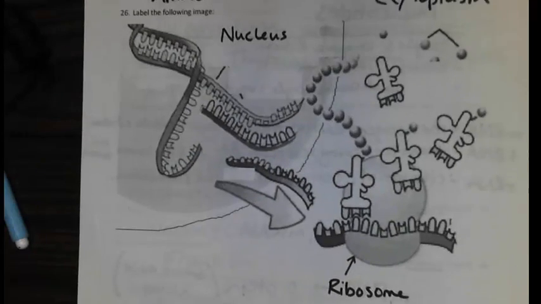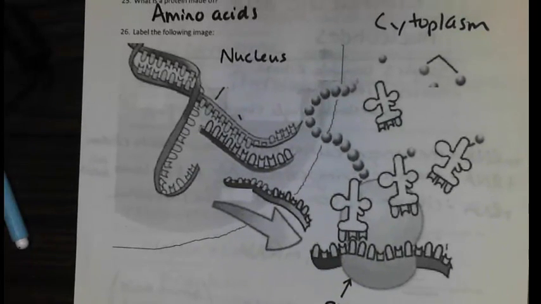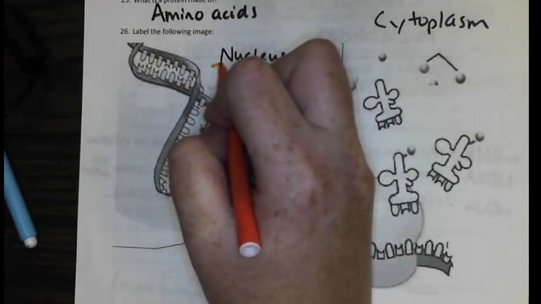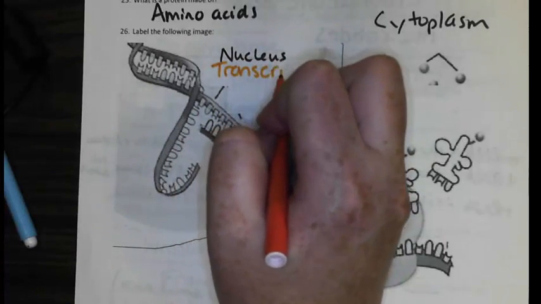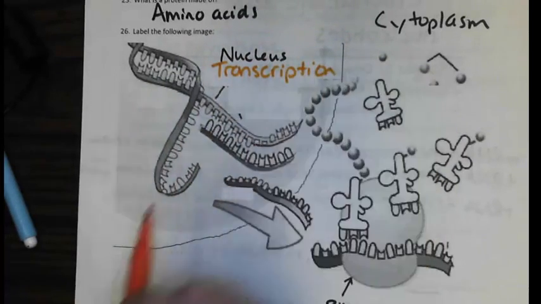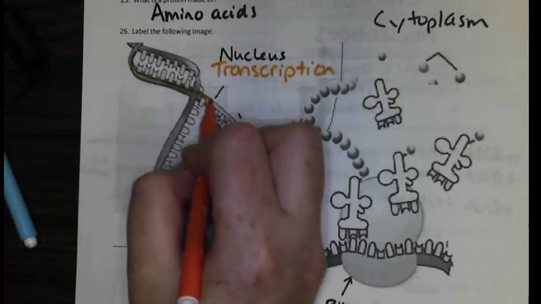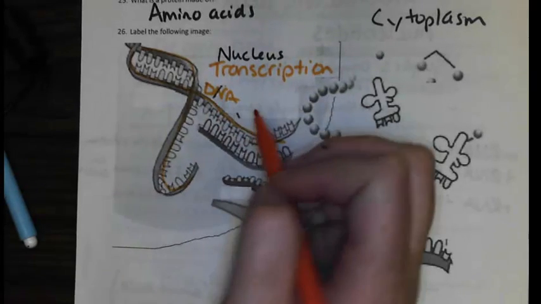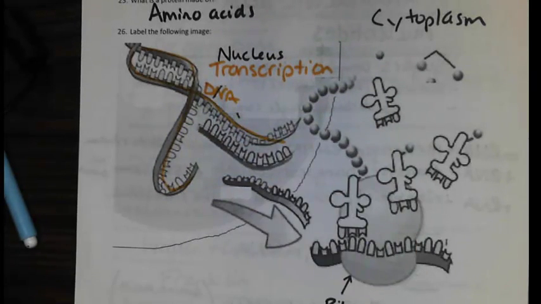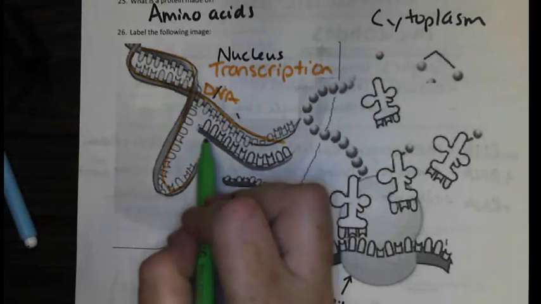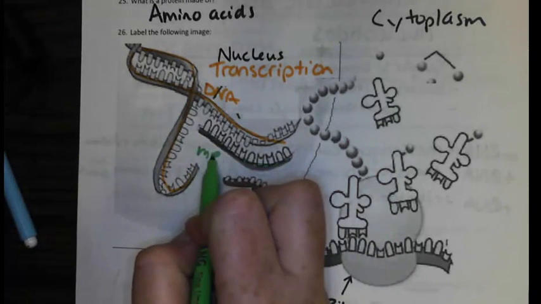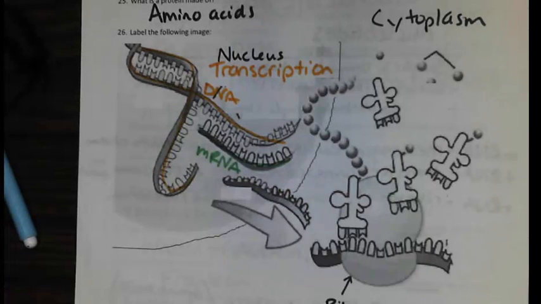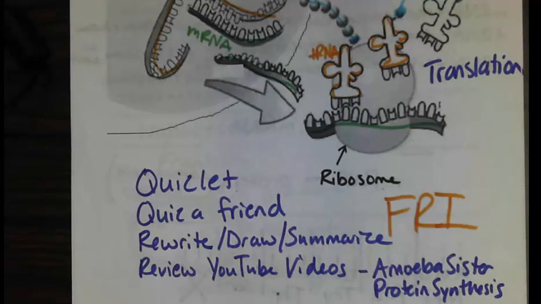So let's look at our picture here. We have two different processes going on. The first one here in the nucleus would be transcription. Okay, that's where we have DNA, double-stranded, so we know it's DNA here. What's being made from the DNA? It's going to be your messenger RNA. Messenger RNA, and that's all that transcription is, and it happens within the nucleus.